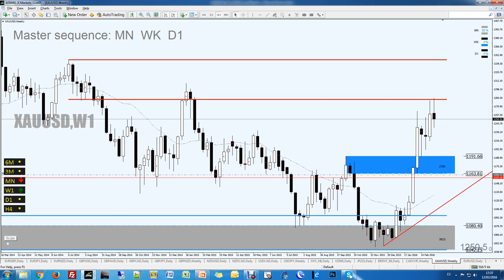Now we have to read also price action. We've got a bullish engulfing pattern and another bullish engulfing pattern, two bullish engulfing patterns accumulating at the bottom here within a monthly area of demand. So here we've got the weekly still in alignment, right there. It's still in alignment.